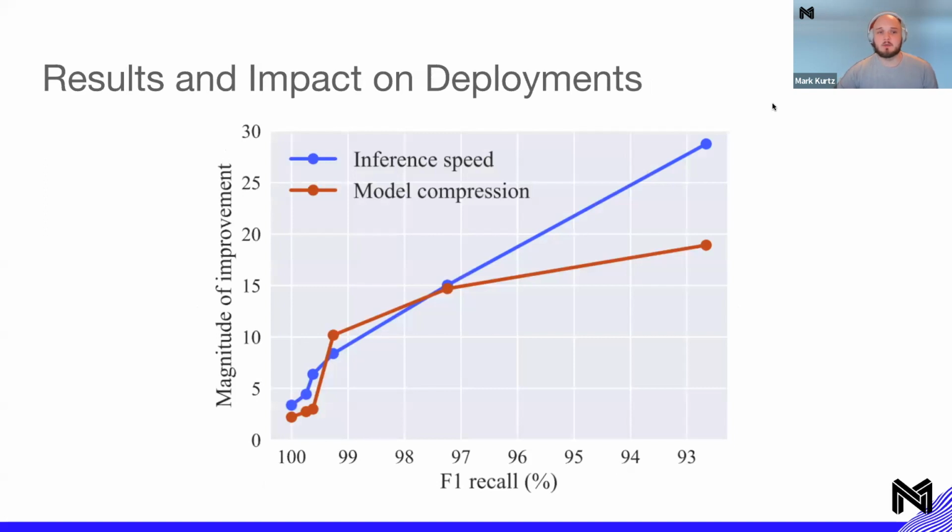And then finally, looking at the results and impact on deployment. So this is looking at our inference speed as the blue line and model compression as this lower one here. What we can see is, in terms of our percent recovery on F1 recall and the magnitude of improvement for the y-axis, we have a significant improvement, to the point of about 8x at 99% recovery. And if we want to go even further, where we can get to almost 93% recovery, then we can get all the way up to about 30x.